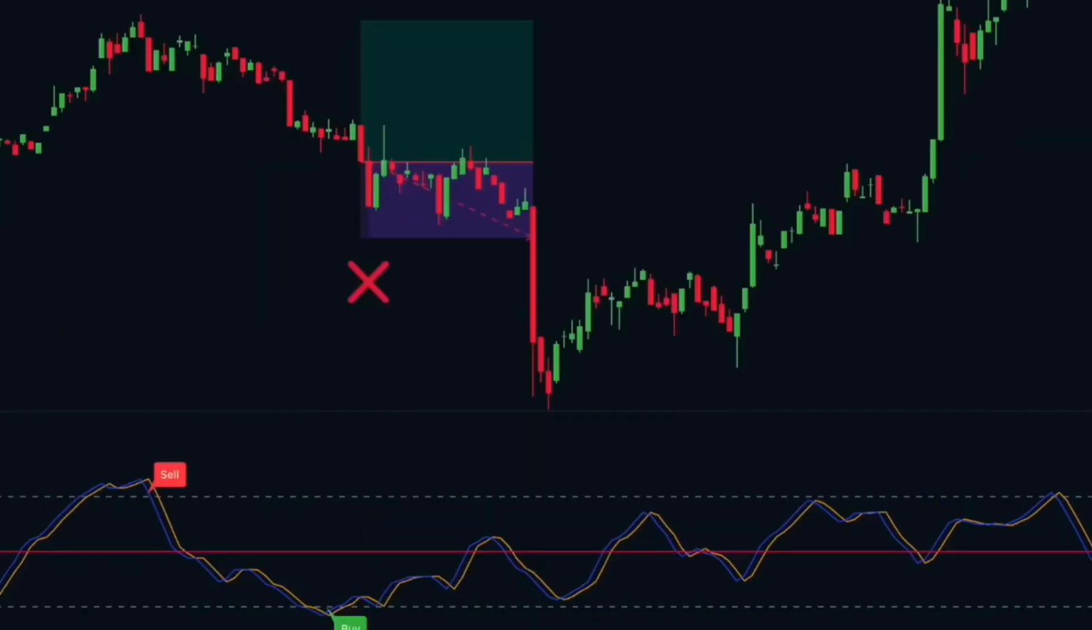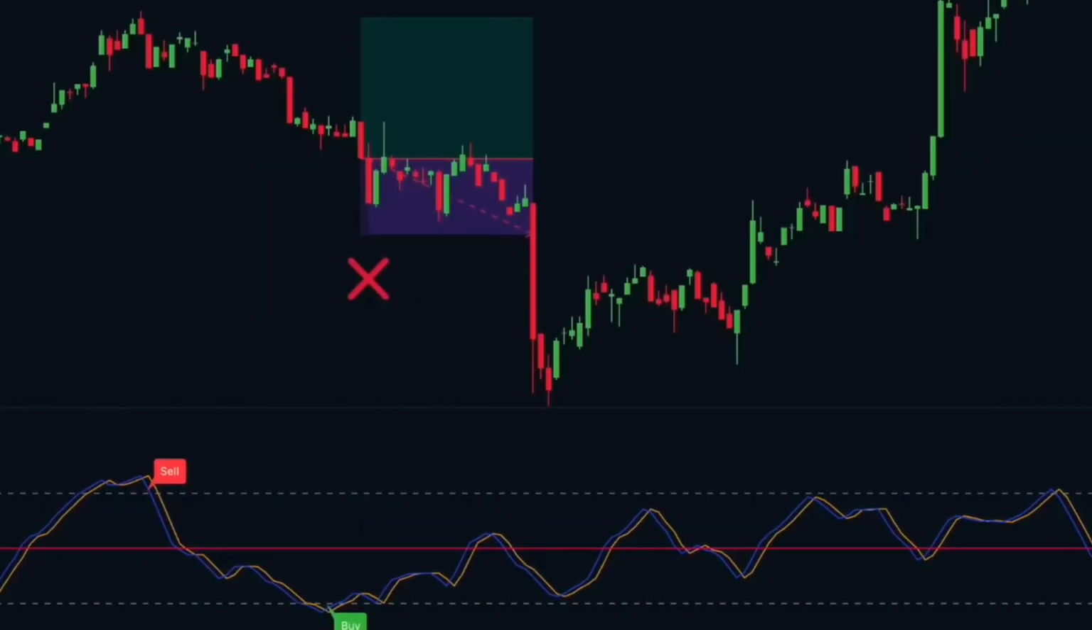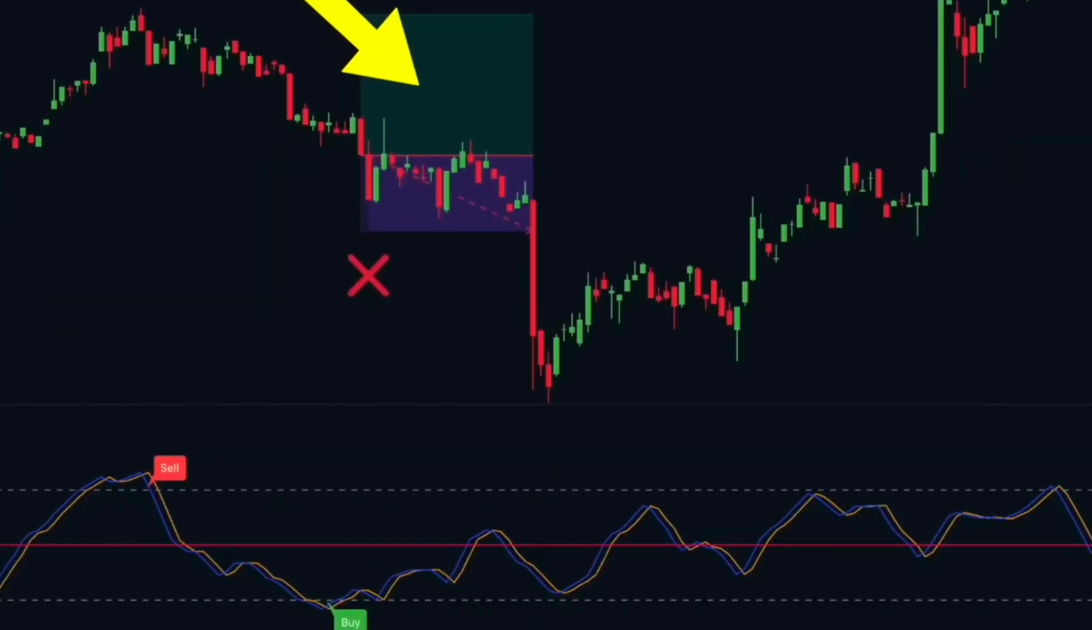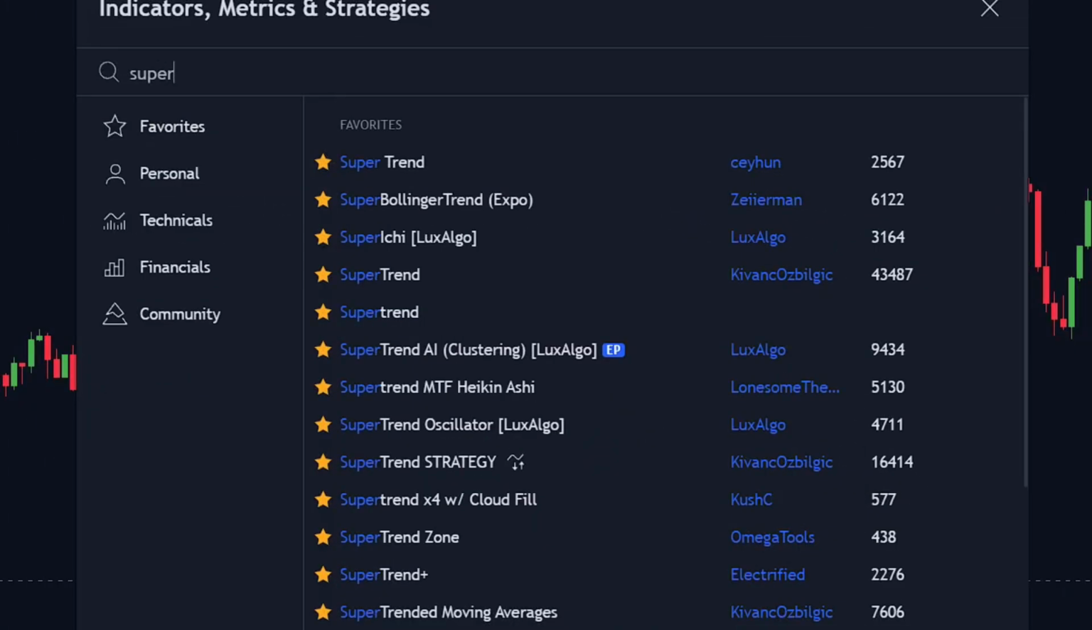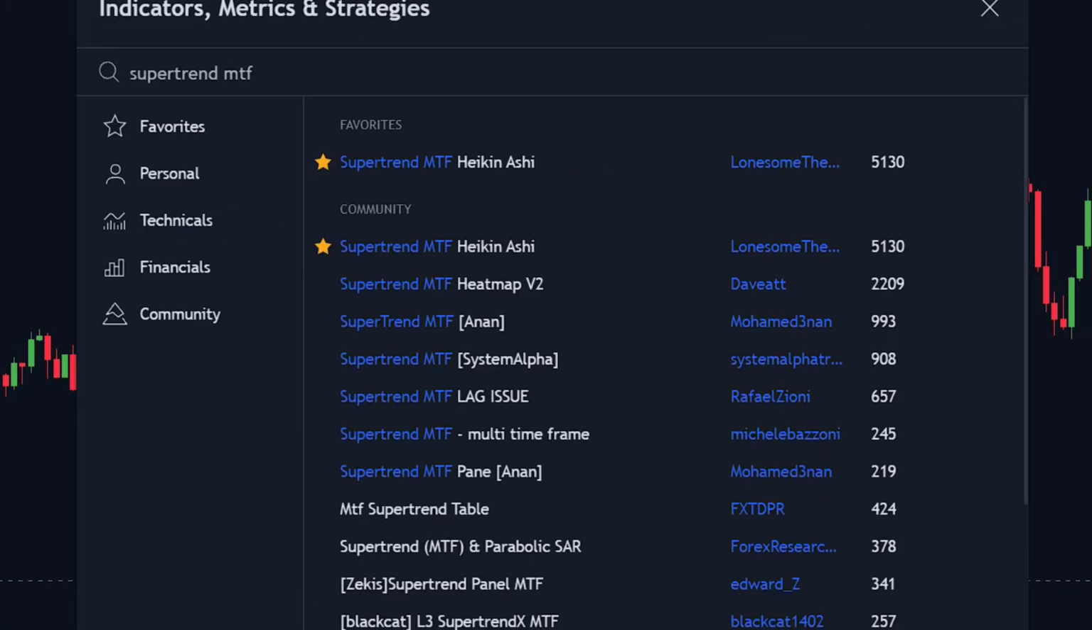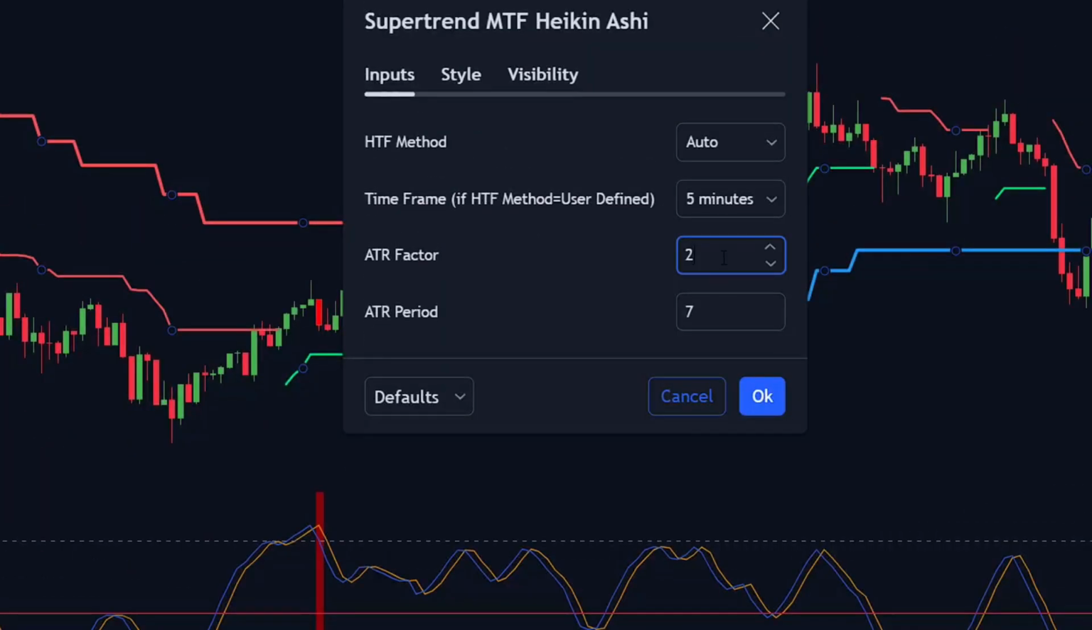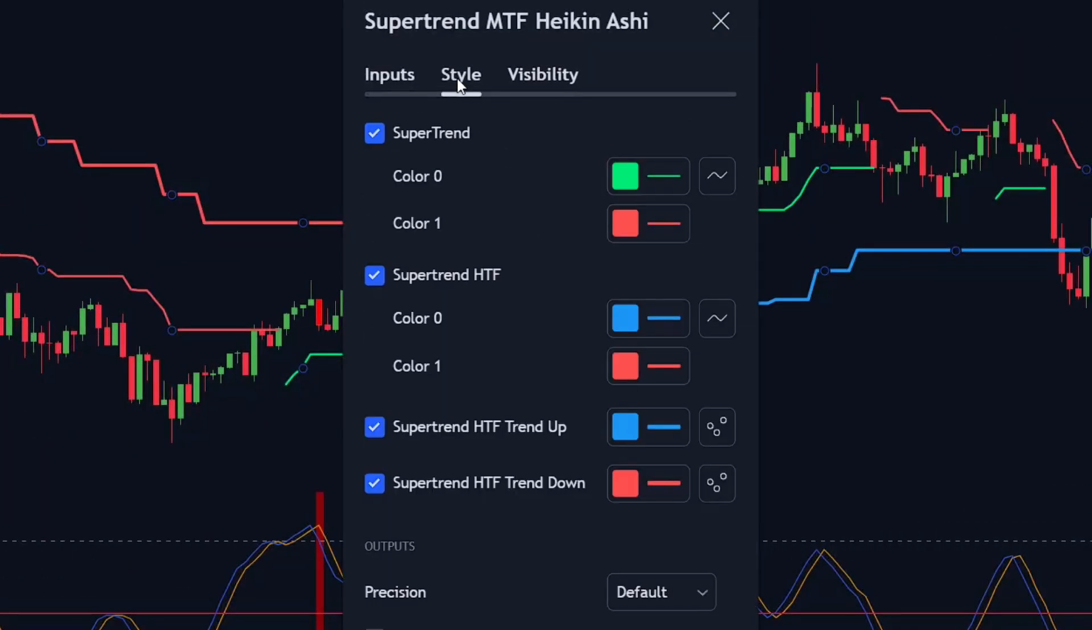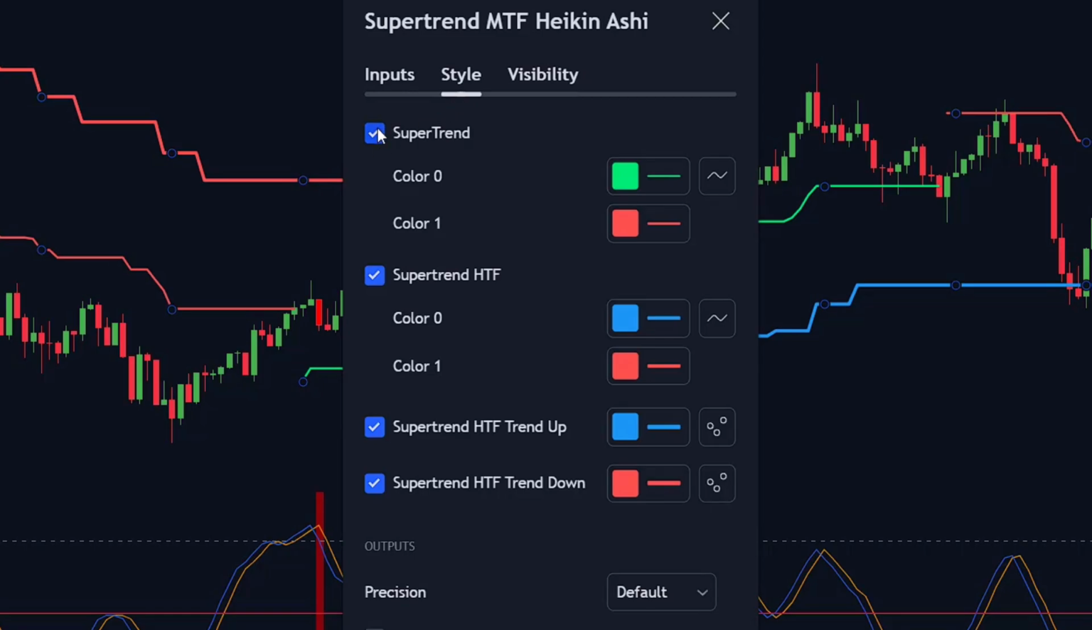It might work well in a range market, but as soon as the security starts trending, the signal accuracy decreases. To eliminate these fake signals, we need a second indicator, the Super Trend MTF Heiken Ashi by Lonesome Blue. Before using it, change its setting. Open the inputs, set the ATR factor to 2.5, and uncheck Super Trend in the style section.